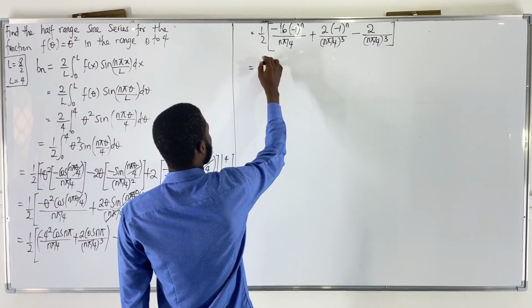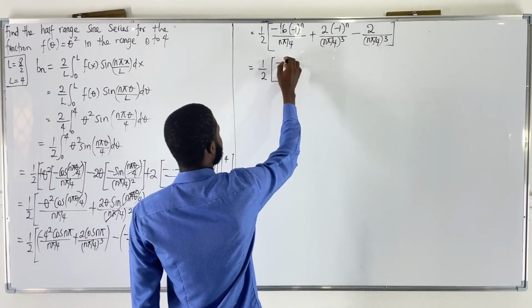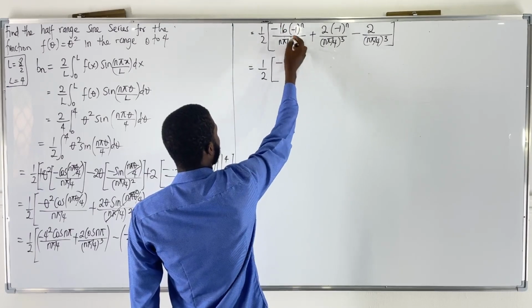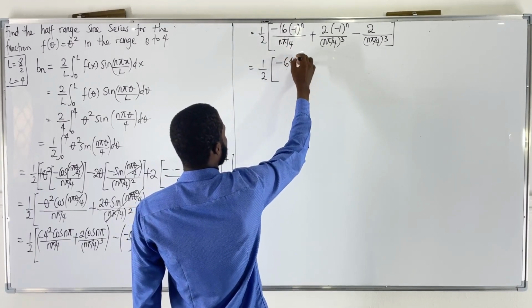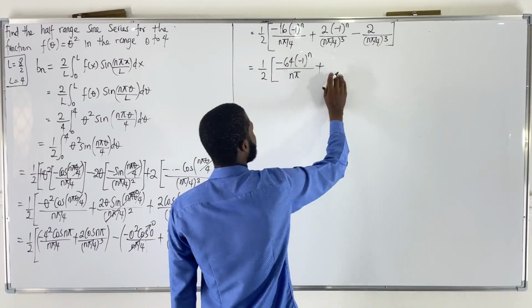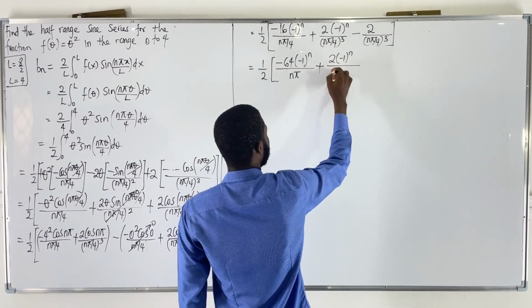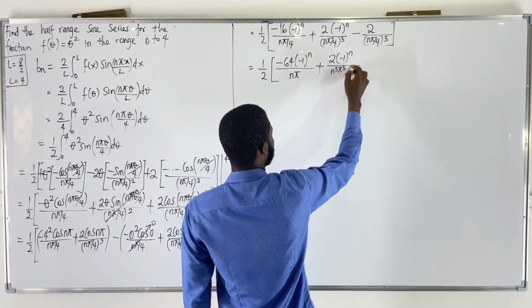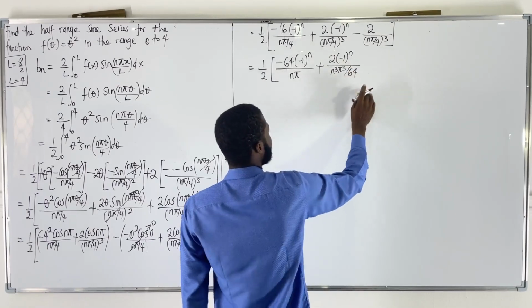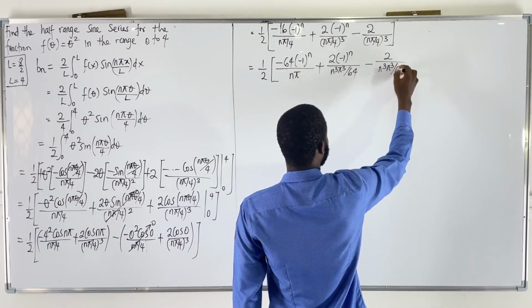So this will be 1 over 2 into negative... this 4 can come to the top. If this over 4 comes to the top, this will become 64 into minus 1 to the power of n divided by n pi. Plus, this is 2 into minus 1 to the n divided by n cubed pi cubed divided by 4 cubed, which is 64. So let me basically just write 64. And then minus 2 divided by n cubed pi cubed divided by 64.